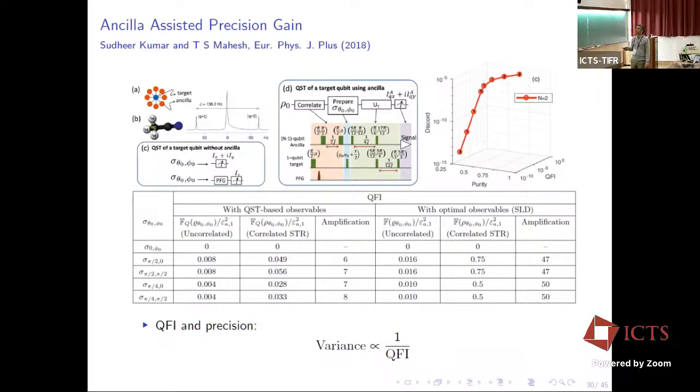And then you can ask, what is the resource that is being exploited in this? And we found that it is really harnessing the quantum discord in the correlated state. So that is the space resource I'm talking about.